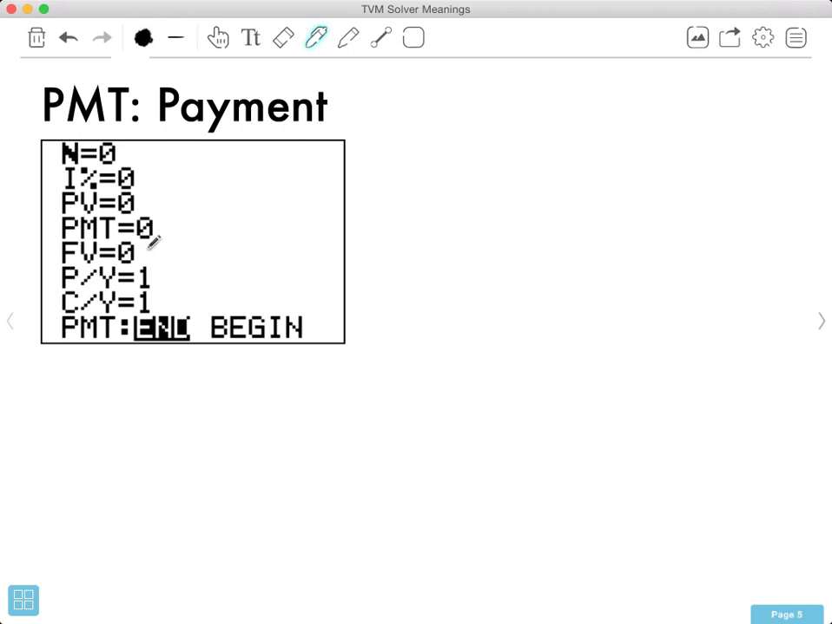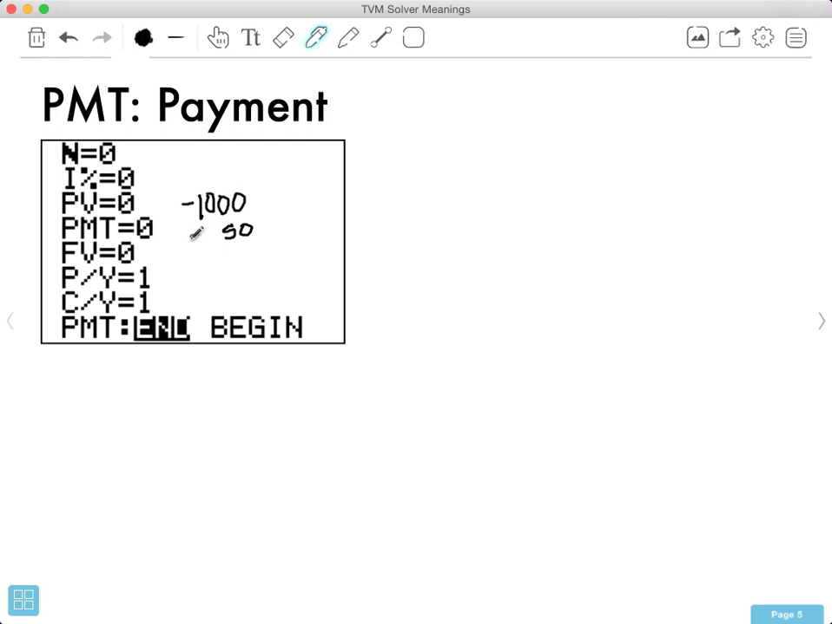Payment is how much each regular payment will be, either over the course of the investment or over the course of the loan, paying off the loan. Payment and present value have a relationship with their signs as well. If you invested $1,000, like we talked about on the previous slide, and you're making regular payments of $50 that's contributing to this investment, your payment should be the same sign as your present value because you're contributing to the investment.